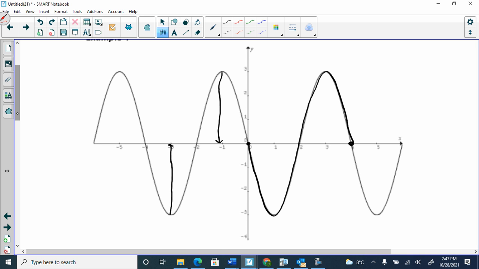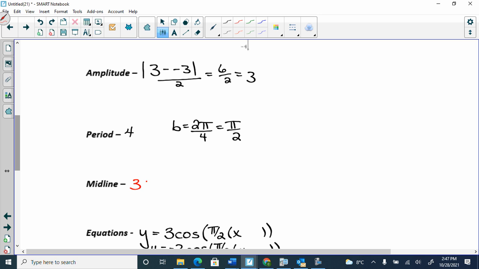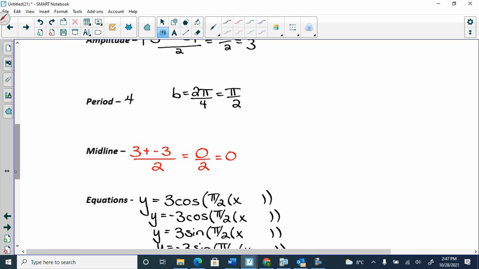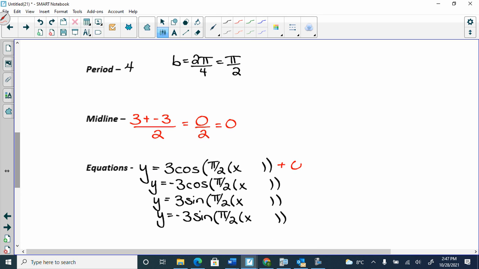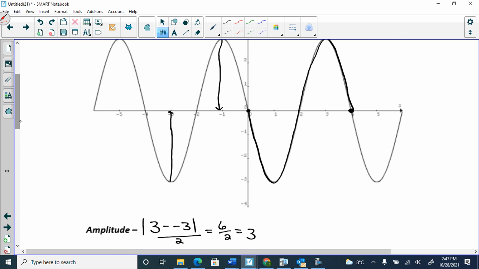I trust. Okay, so we're at 3 and -3. So we're going to go 3 plus -3 divided by 2, which is 0 divided by 2, which is 0. Honestly, most people get it, so I believe you will. There's very few who are actually lost. I believe none of you will be lost. So we're adding zeros. So once again, our midline is at y equals 0.